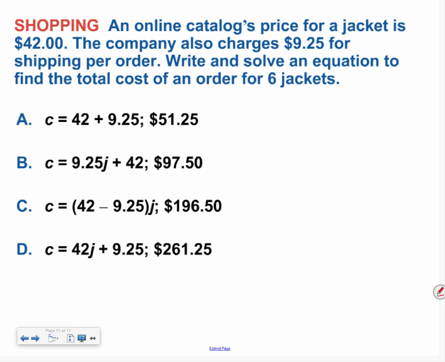Hopefully you ended up with C equals 42J plus 9.25, and you got a grand total of $261.25.